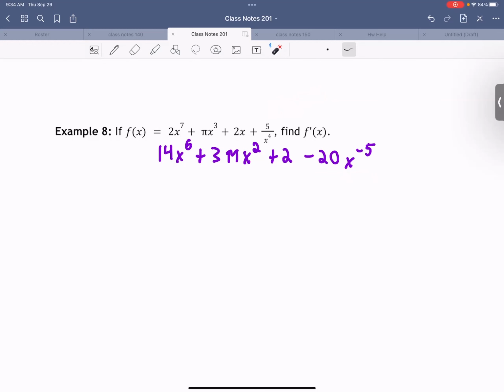Very good job. Is there anyone who wants to see the derivative of 5 over x to the fourth with more steps or anything? Okay, it looks like we're all good.